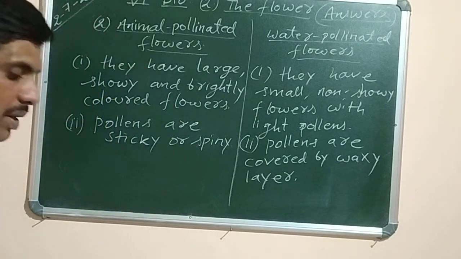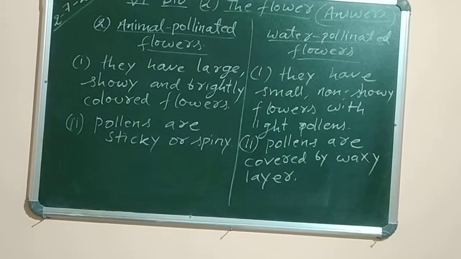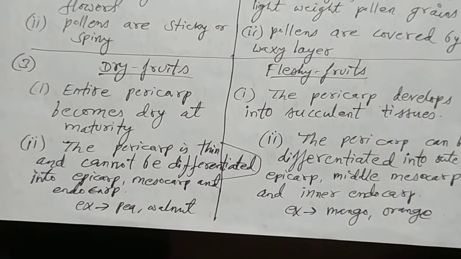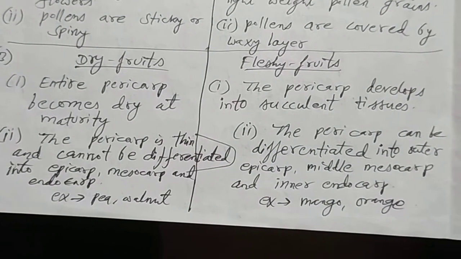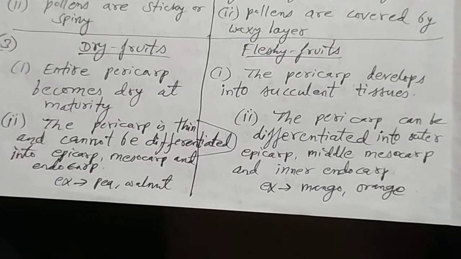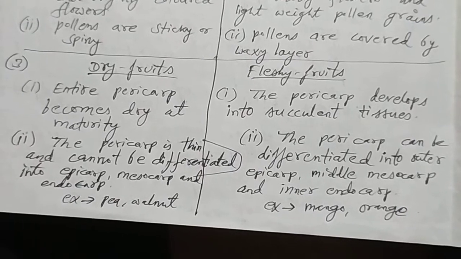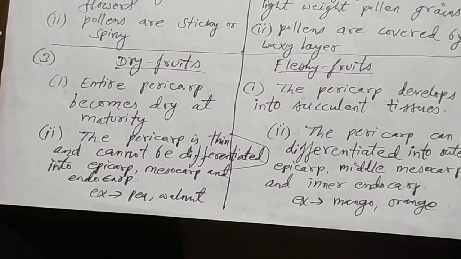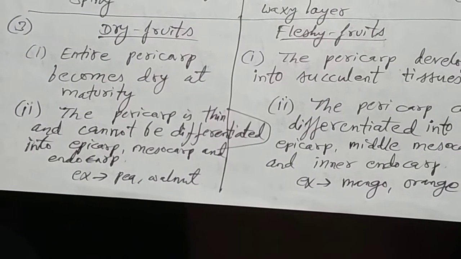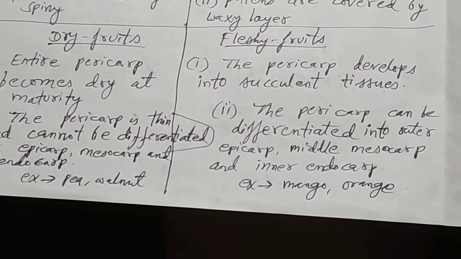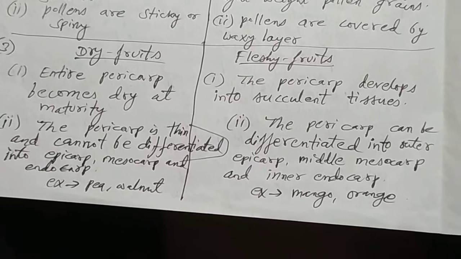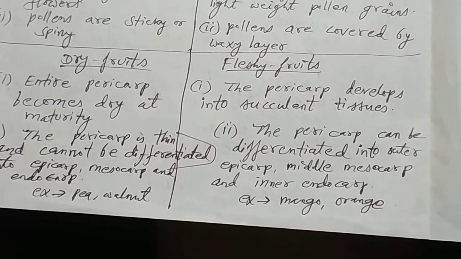Okay, then next we have to do is third one, dry fruits and fleshy fruits. What is the difference between them? Number one, in dry fruits, the entire pericarp becomes dry at maturity. Under fleshy fruits, you will write the pericarp, the name given to the covering of fruits, develops into succulent tissue. Succulent tissues means the tissues which have become fleshy, that store food materials inside them. And the second point is the pericarp is thin and cannot be differentiated into epicarp, mesocarp and endocarp. Example, pea and walnut. Under fleshy fruits, the pericarp can be differentiated into outer epicarp, middle mesocarp and inner endocarp. Example, mango and orange. Many more we can give examples.